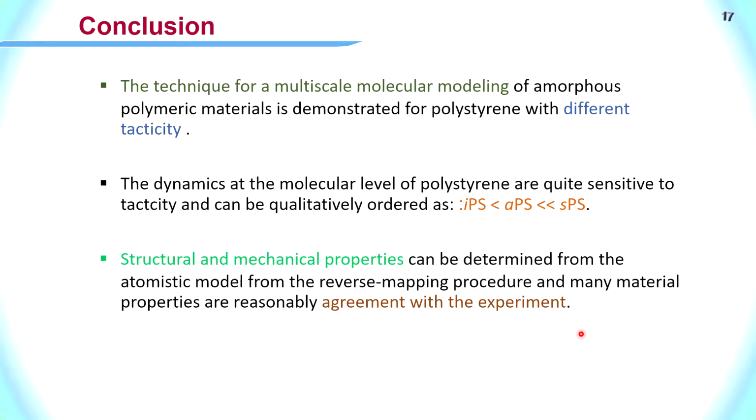So, in conclusion, the technique for multiscale molecular modeling of amorphous polymeric materials is demonstrated for polystyrene with different tacticity. The dynamics at molecular level of polystyrene are quite sensitive to tacticity and can be qualitatively ordered as IPS, APS, and SPS respectively. Structural and mechanical properties can be determined from the atomistic model from the reverse mapping procedure, and many material properties reasonably agree with the experiment.